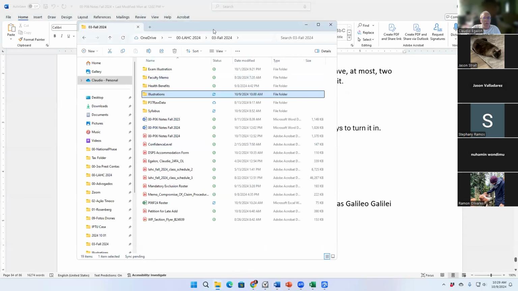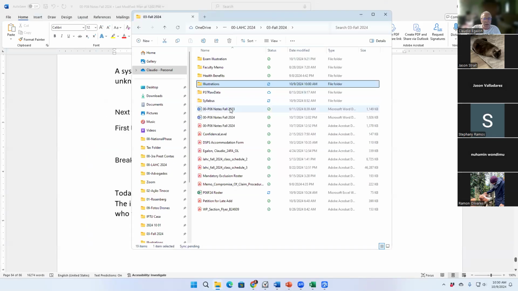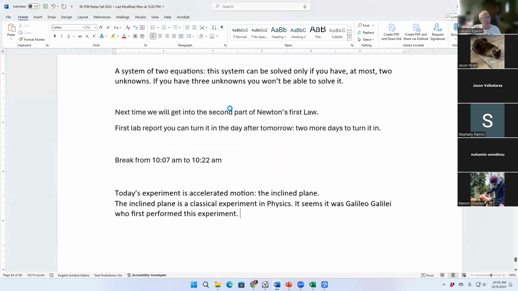One day I would like to go to Italy to visit his museum and find out more about his work. One of the giants in physics, among others, right?